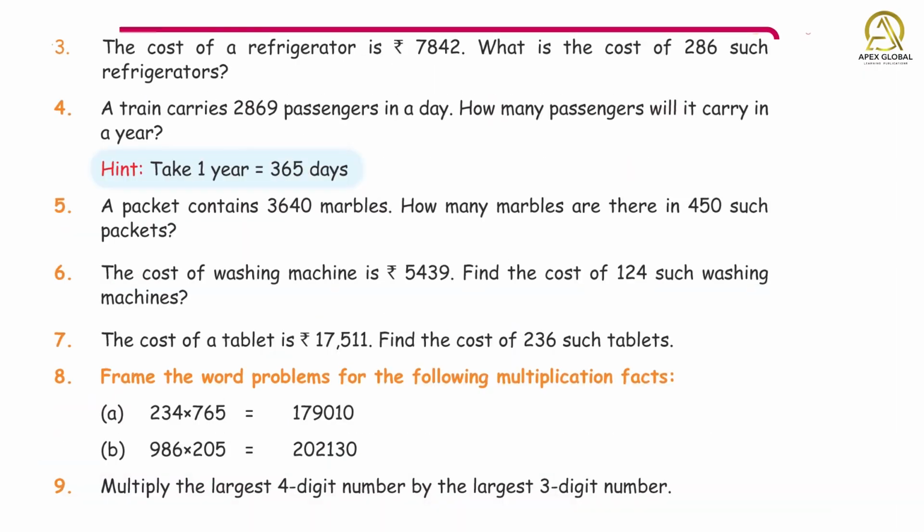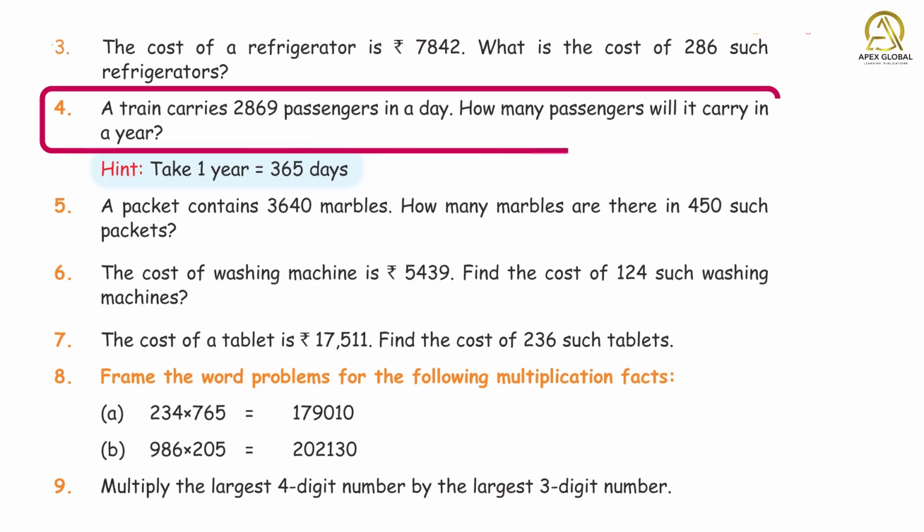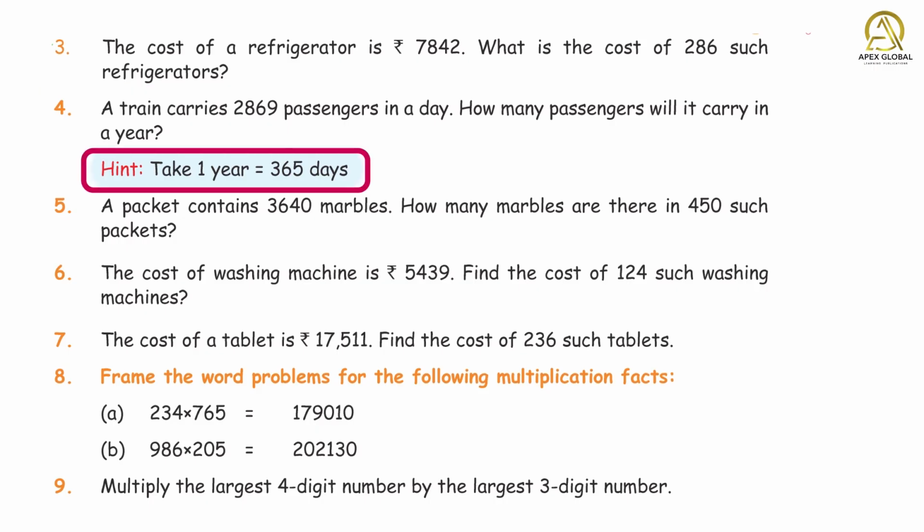3. The cost of a refrigerator is 7,842 rupees. What is the cost of 286 such refrigerators? Answer: 2,03,892. 4. A train carries 2869 passengers in a day. How many passengers will it carry in a year? Answer: 1,47,185. Hint: take 1 year is equal to 365 days.